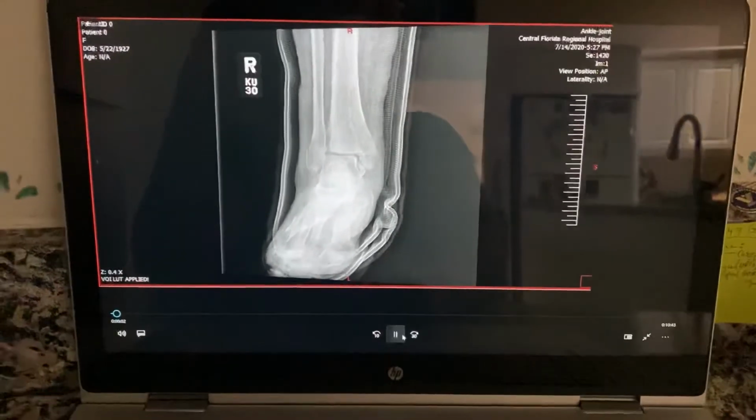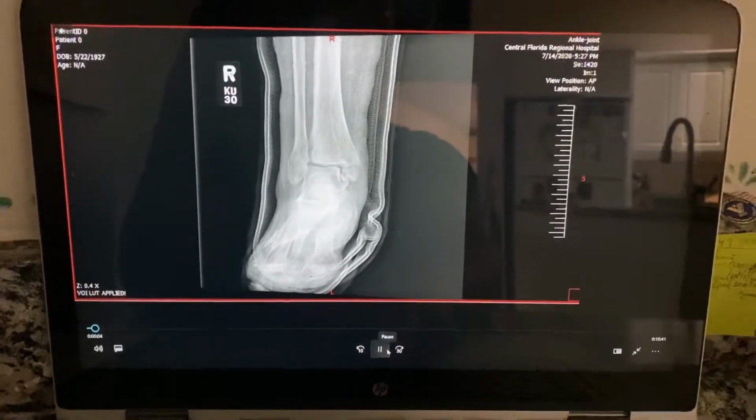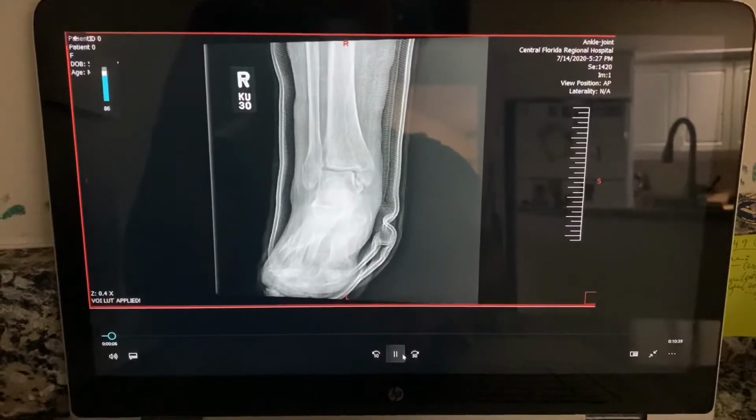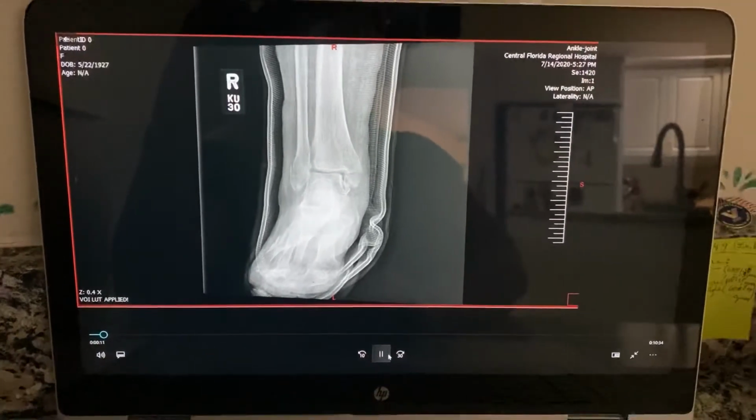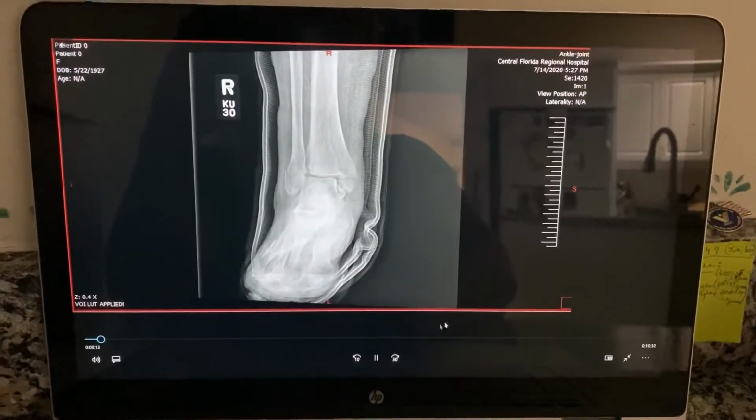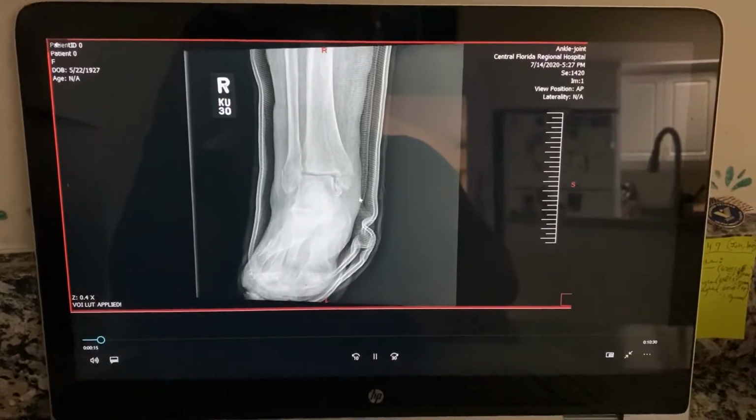This is Apollonia Steen, Film Study 1, Rotation 2, Week 2. My patient was a 93-year-old female seen for a post-reduction comparison of a trimalleolar fracture on her right ankle.